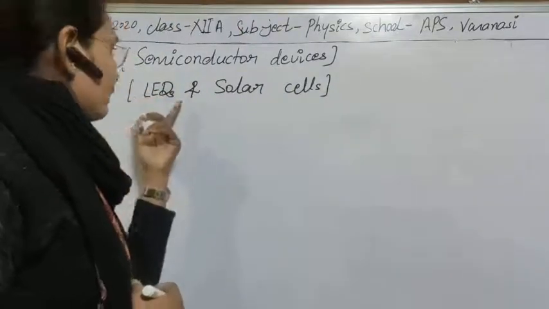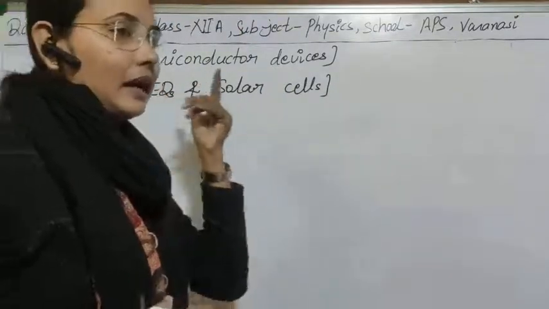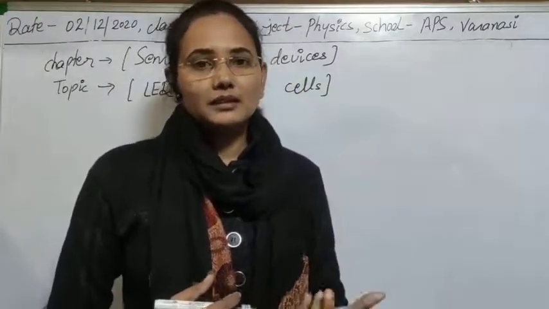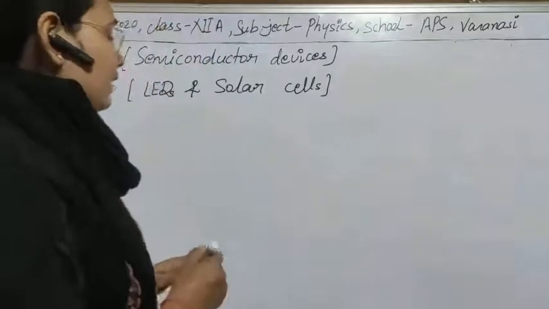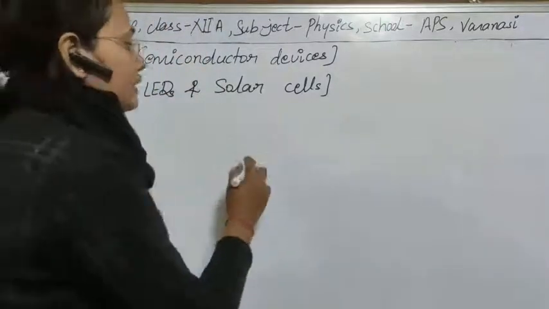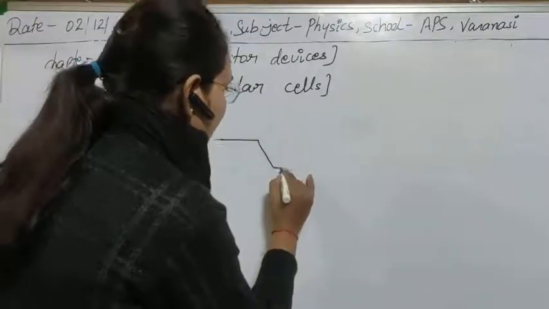So what does LED mean? It is a light emitting diode, meaning a diode which can emit light is known as an LED. In the case of an LED, we use the forward bias junction. So first of all, let's see its circuit diagram.